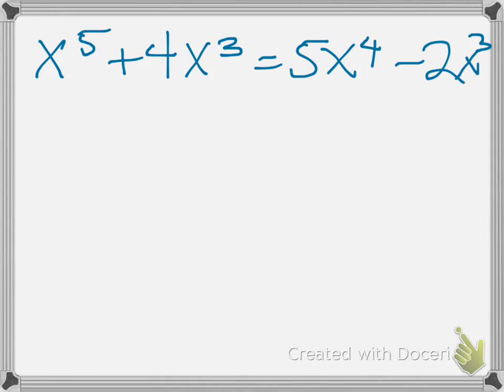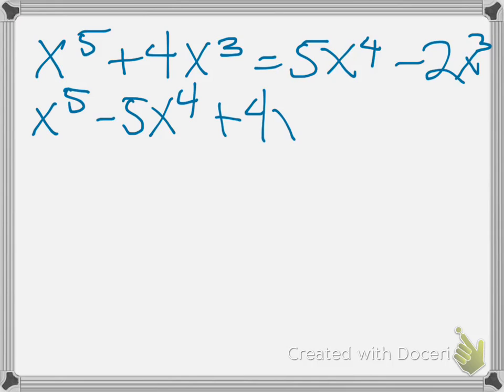Here we have the equation x to the 5th plus 4x cubed equals 5x to the 4th minus 2x cubed. Again, our first step is to get all of our terms collected on one side of the equation so that the other side is set equal to 0. Just like before, I'm going to write each of the terms in order of descending degree. So I'm going to have x to the 5th minus 5x to the 4th plus 4x cubed plus 2x cubed, and I'll set that equal to 0.